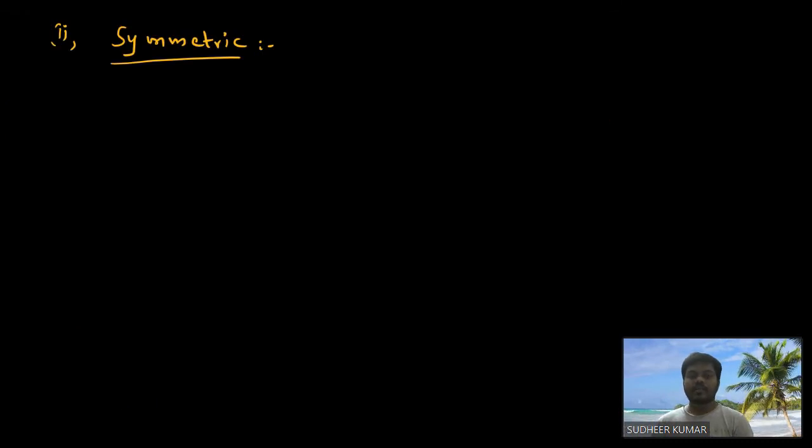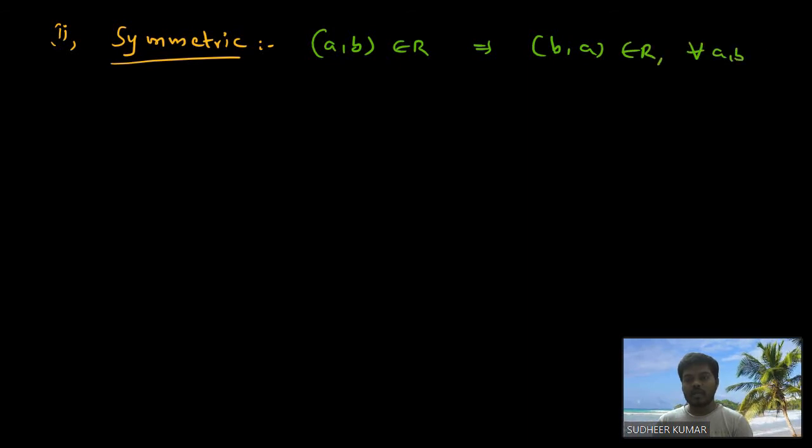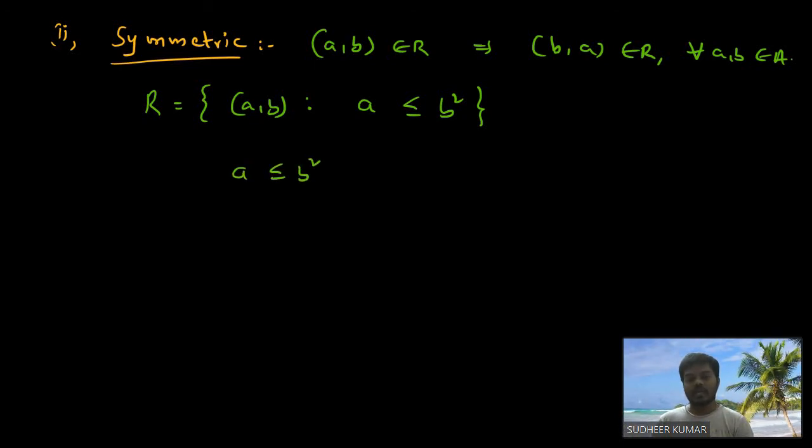Next, let us verify the symmetric. So (a, b) belongs to R implies (b, a) belongs to R, for all (a, b) belongs to set A. Now the relation is defined as R equal to (a, b) such that a is less than or equal to b square. So when a is less than or equal to b square, then b is less than or equal to a square. If it is satisfied, then we will say that it is symmetric. But in most cases, it will not be satisfied.